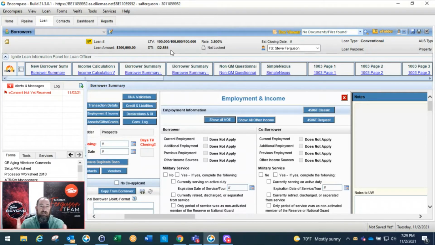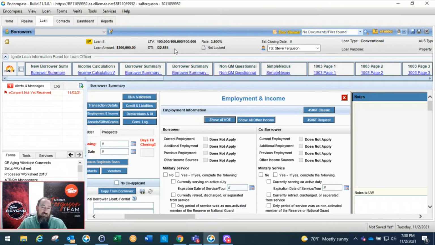Now there's two debt to income ratios on every mortgage loan. There's your front end debt to income ratio and your back end debt to income ratio. And this is important. I want to make sure that you understand this. Your front end debt to income ratio is just your mortgage payment by itself. So our front end ratio is a 32.554%. Your back end ratio includes your new mortgage payment plus any debt that you have on your credit report. So for example, if we had a $500 car payment, if we had $150 in credit card payments, that gets added to your mortgage payment to come up with a back end debt to income ratio. So that's like the back end is your total debt to income ratio.